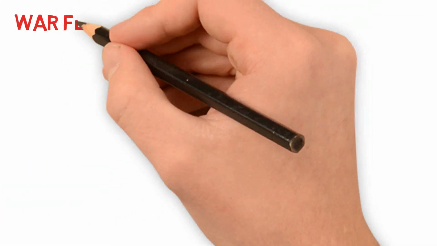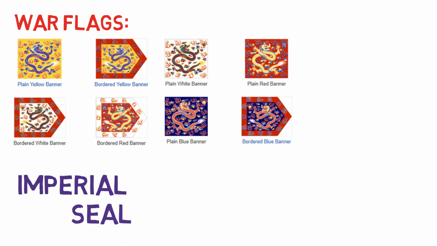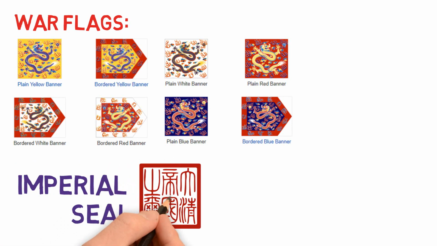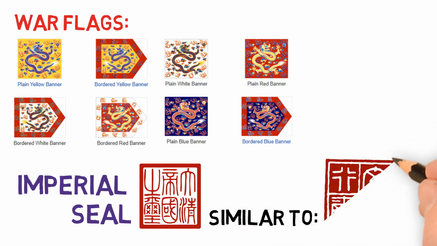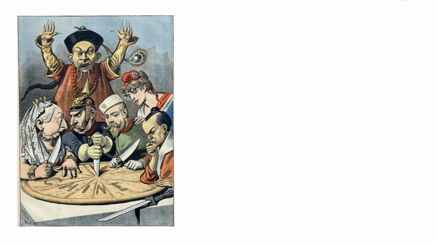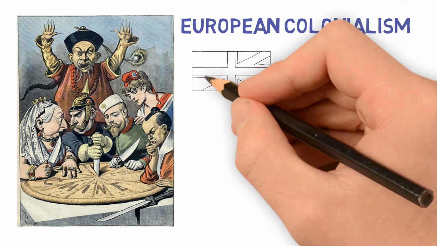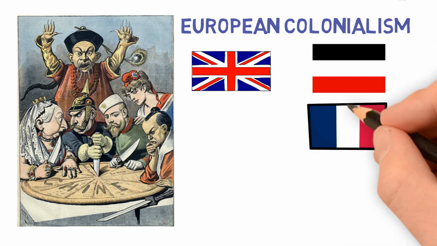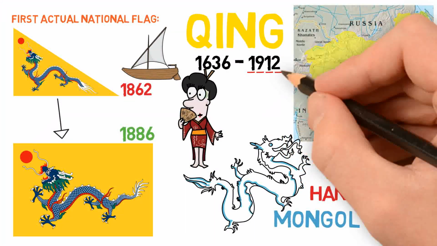They also adopted several war flags to represent their armies, like these. They simultaneously had an imperial seal to represent their rule, which is actually somewhat similar to the coat of arms of the Nanyue Kingdom, which we saw earlier. During this time, the European occupation of parts of China also took place, so technically the British, German, Portuguese, French, and even Japanese flags also flew over the Chinese territory during some time. The Qing dynasty and its flag lasted until 1912.